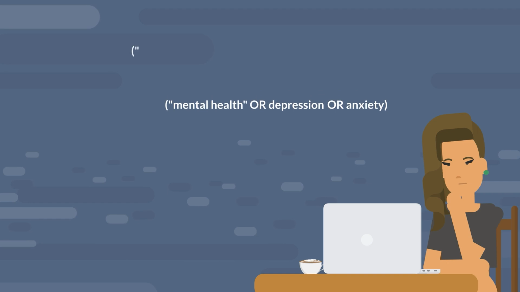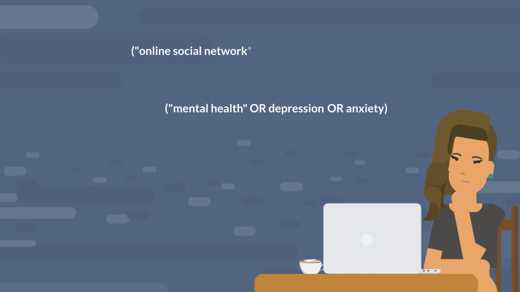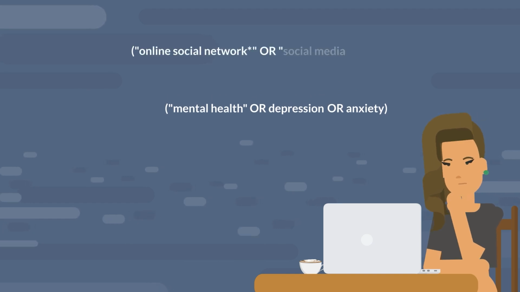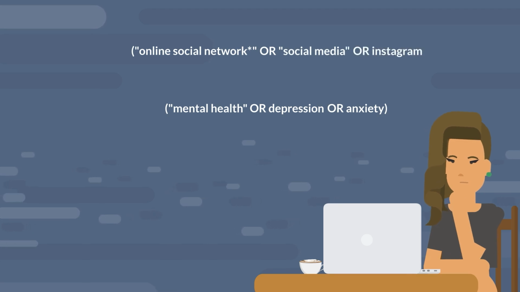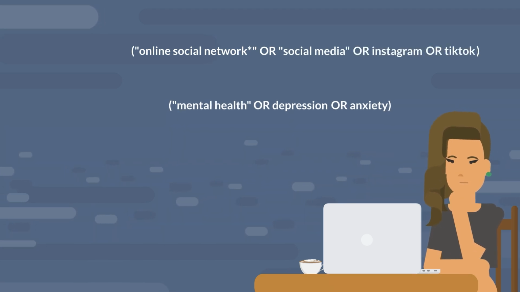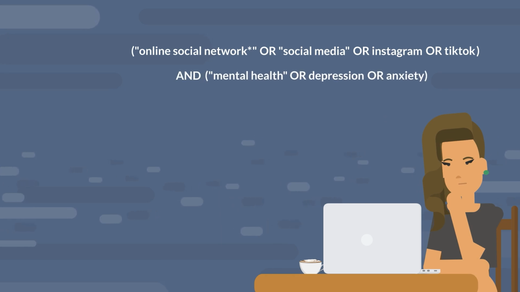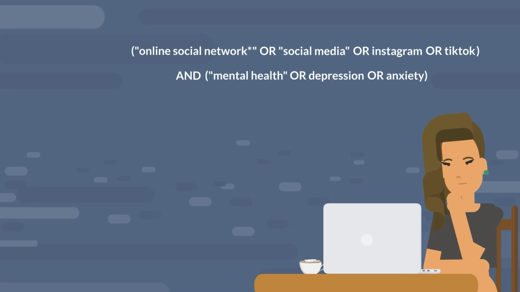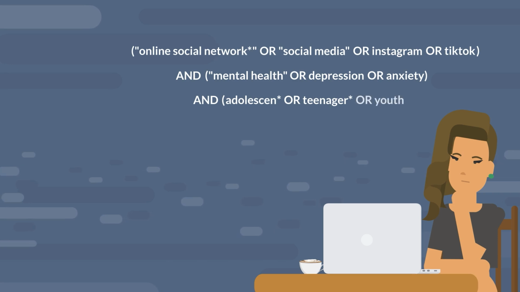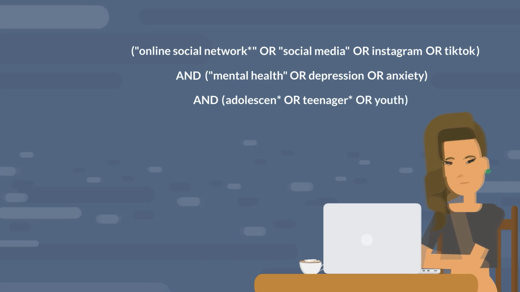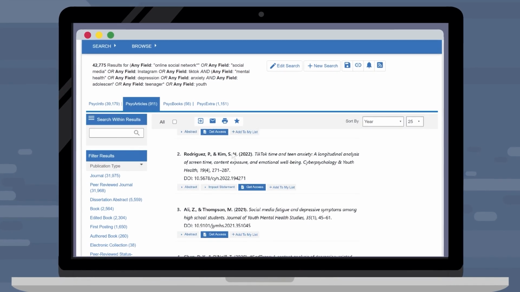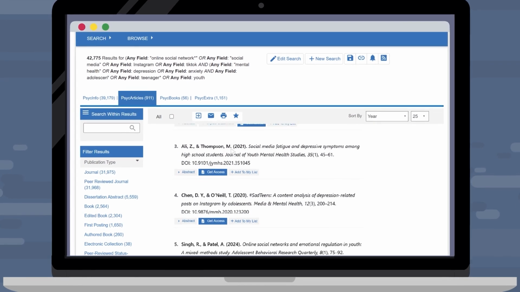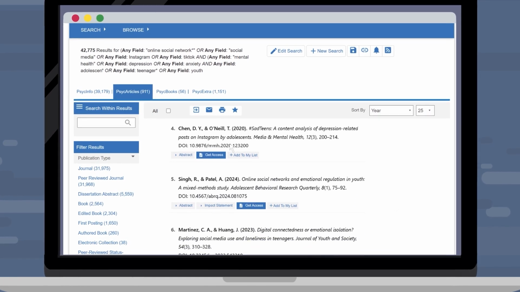Let's rewrite the search. Parentheses, quote, online social network asterisk, close quote, OR quote, social media, close quote, OR Instagram OR TikTok, close parentheses, AND parentheses, quote, mental health, close quote, OR depression OR anxiety, close parentheses, AND parentheses, adolescent asterisk OR teenager asterisk OR youth, close parentheses. Now we're using broader vocabulary, synonyms, and clean logic. Results. Articles specifically about adolescent use of social media and links to anxiety, depression, and other mental health issues.